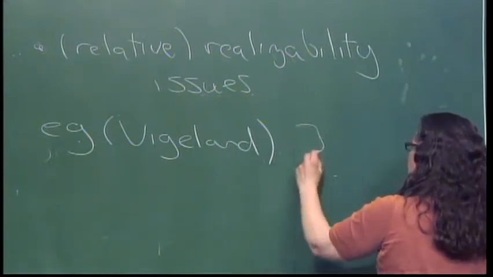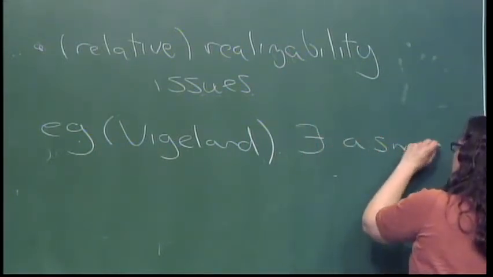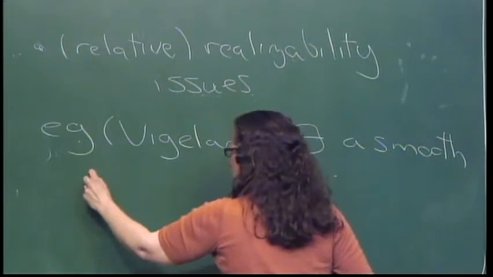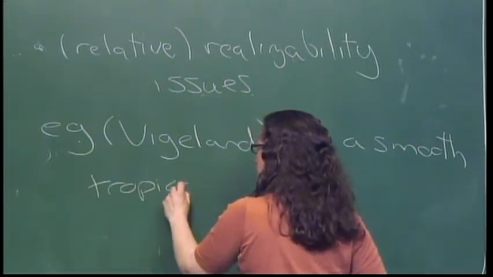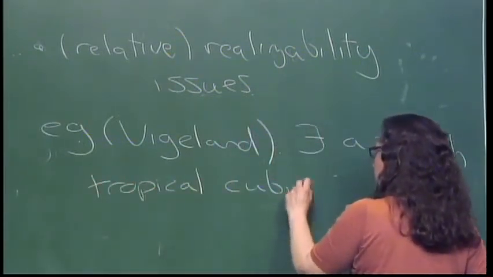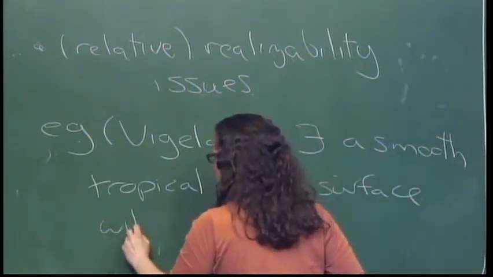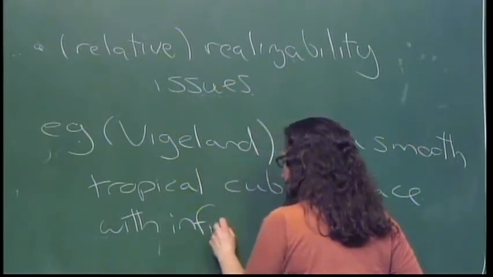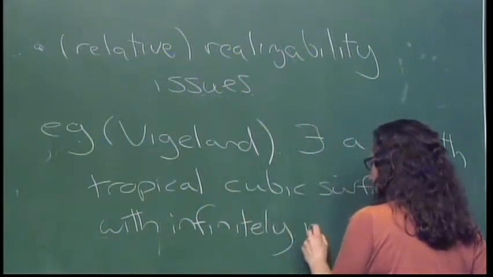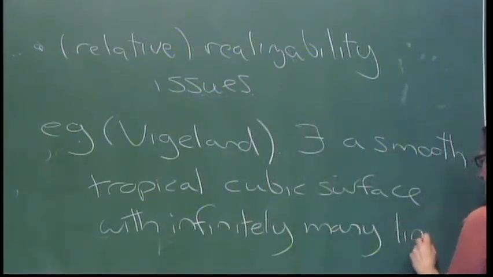that there exists a smooth tropical cubic surface with infinitely many lines. Of course, classically, we expect on a cubic surface we should have 27 lines. So infinitely many lines is a problem. Okay. So what can we do about this?